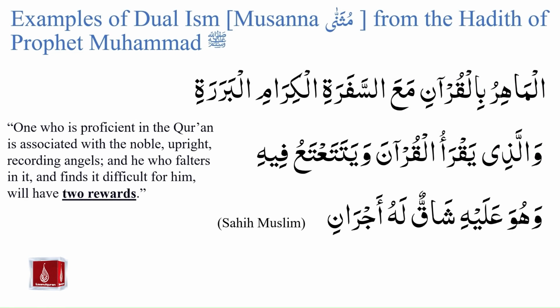Here is another hadith of Prophet Muhammad, may peace be upon him. Prophet Muhammad, peace be upon him, said, One who is proficient in the Quran is associated with the noble, upright recording angels, and he who falters in it and finds it difficult for him will have two rewards. If we look at the hadith, the word that is used for two rewards is ajrani. So we hear the sound ani at the end, and this indicates that ajrani refers to two rewards.